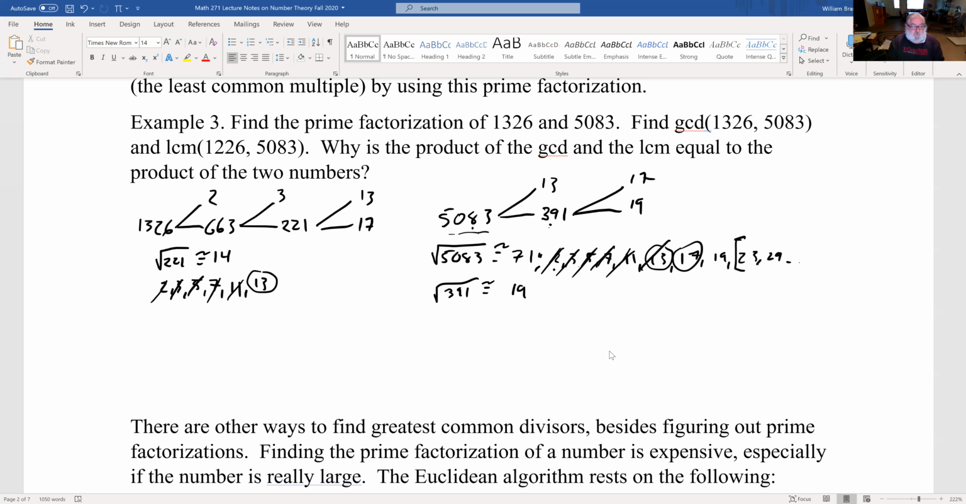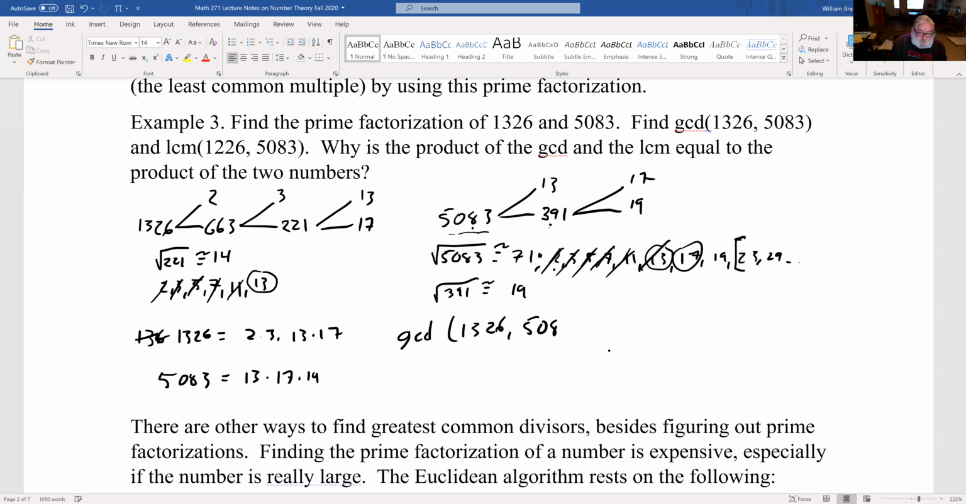And there we go. We've got these things factored out. 1326 is 2 times 3 times 13 times 17. 5083 is 13 times 17 times 19. Now, the greatest common divisor is the biggest number that divides both of them. It's the biggest number that's a factor of both of them. The factors are just multiplications of the primes.